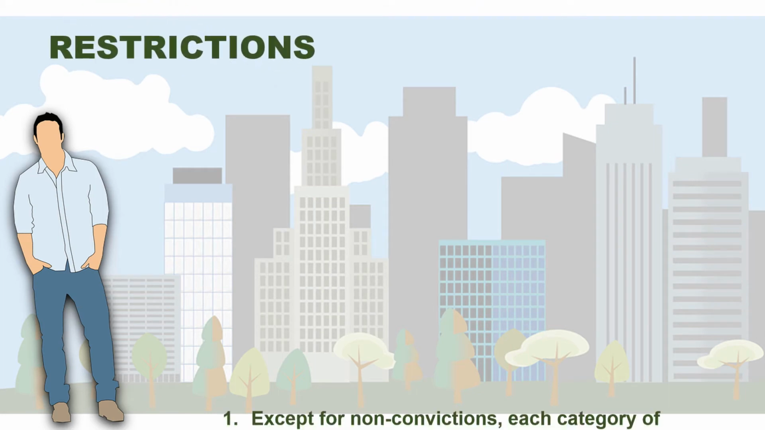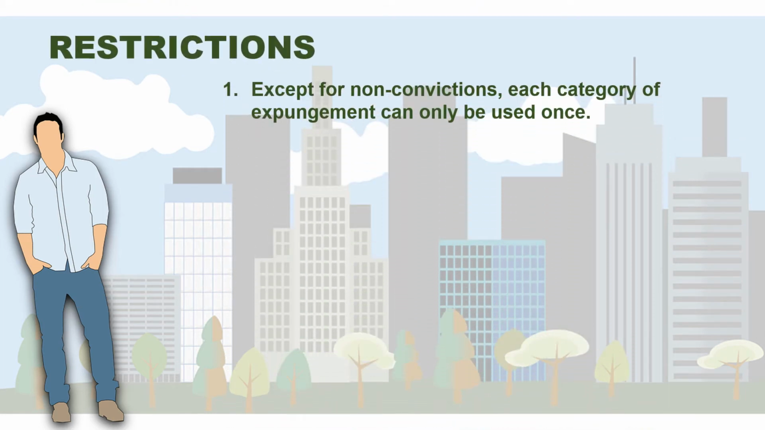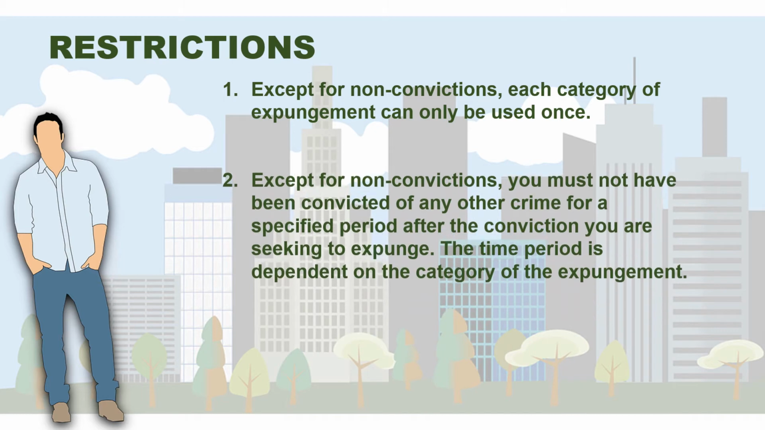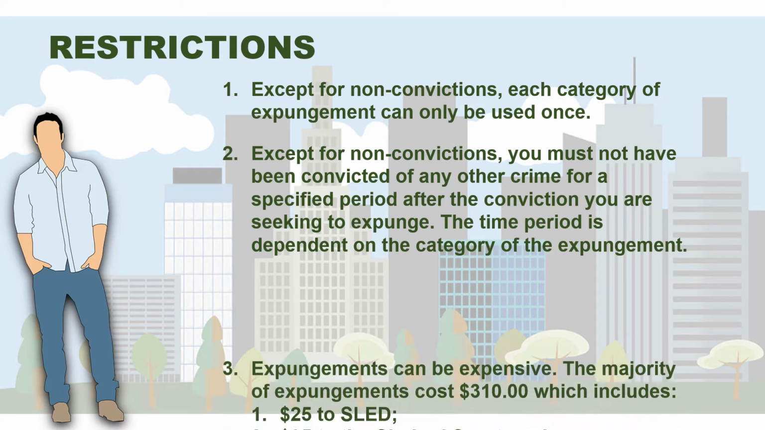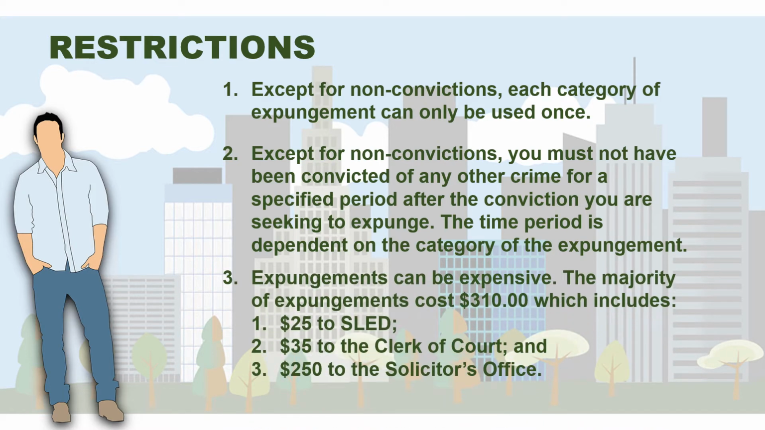There are restrictions. Except in the case of non-convictions, each category can only be used once. There must also be a lapse of time between the convictions you are seeking to expunge and another conviction on your record. That time period ranges from 3 to 20 years and depends on the category of the expungement. Expungements are also expensive and require fees to be paid to the solicitor's office, SLED, and the clerk of court.